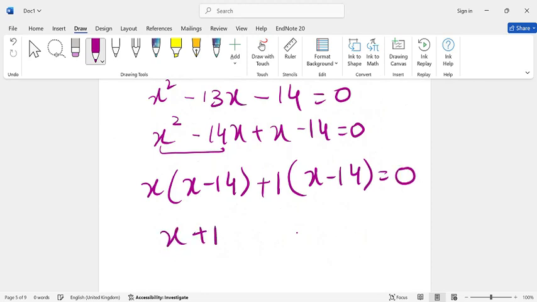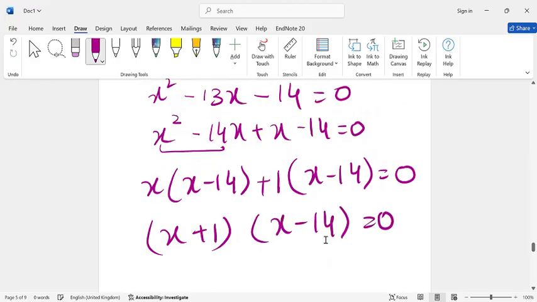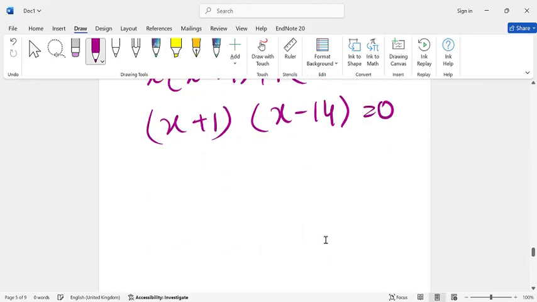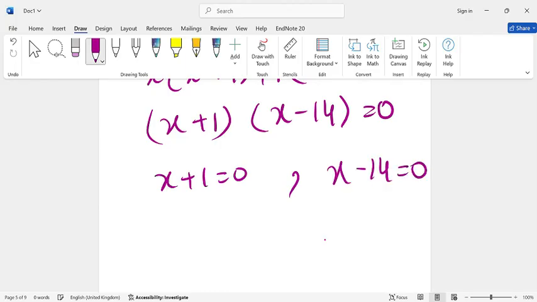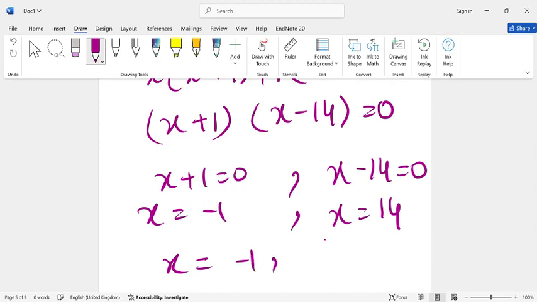Now (x plus 1)(x minus 14) equals 0, all right? So what values do we get? We get x plus 1 equals 0 and x minus 14 equals 0. So x equals minus 1 and x equals plus 14. So now the values of x are minus 1 and plus 14. All right? These are the values of this equation.